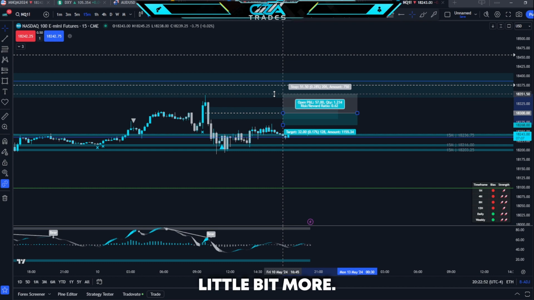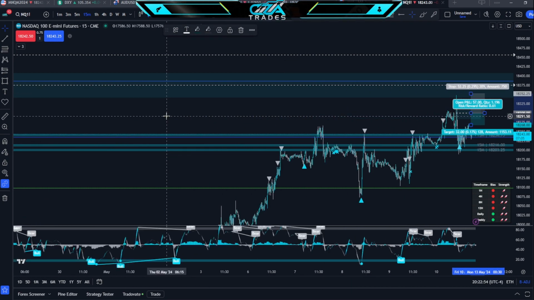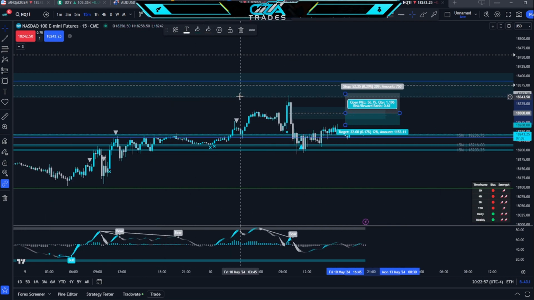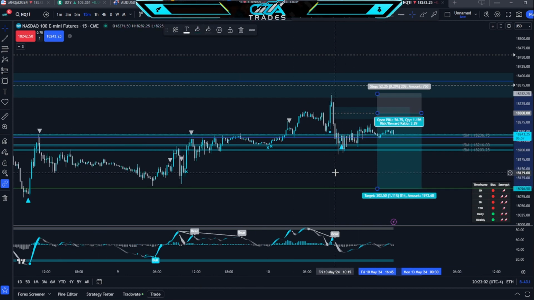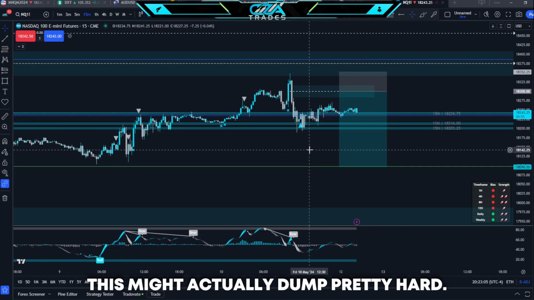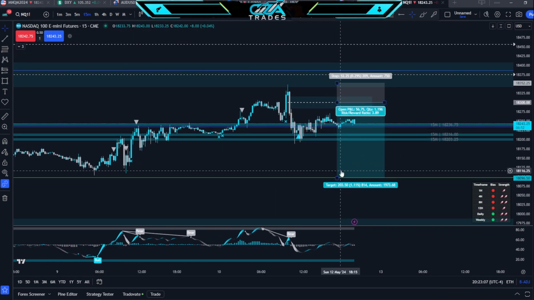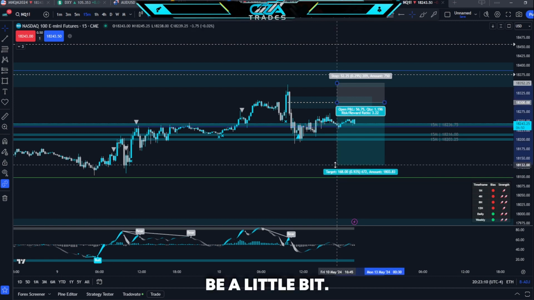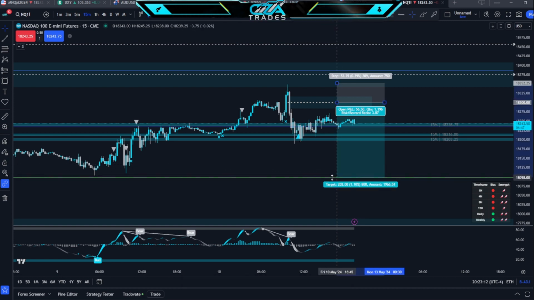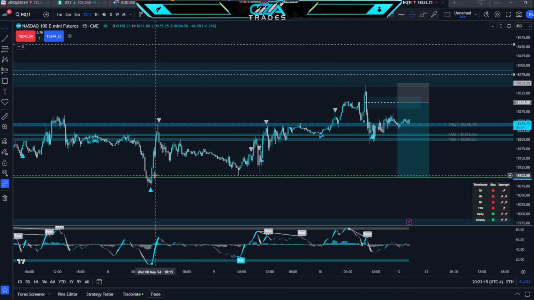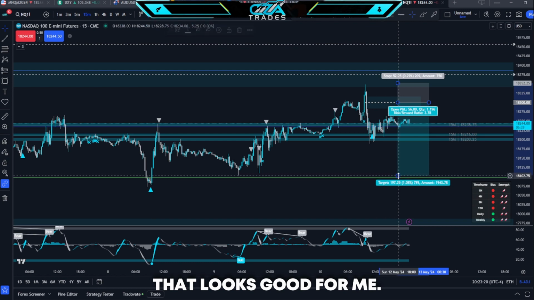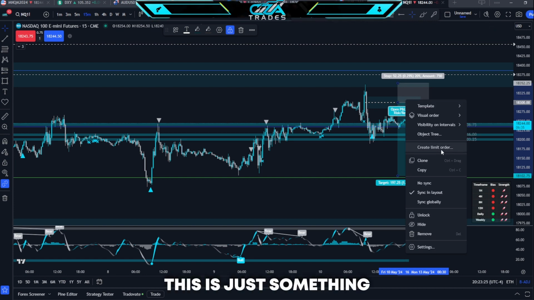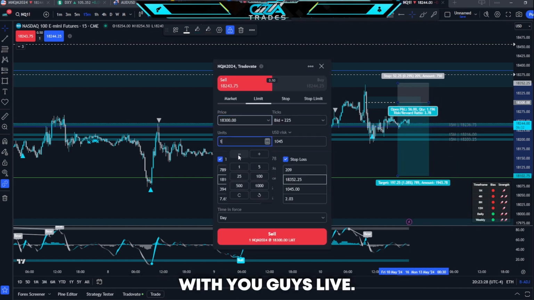And a little bit more. That should hold. And this might actually dump pretty hard. I mean, that's fine. I can target right there. That's a fair value gap right over there. Target it right there. That looks good for me. Guys, it's not a signal. This is just something because I caught it while I'm here with you guys live.